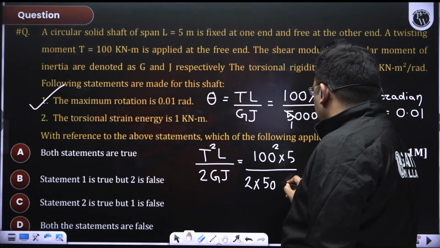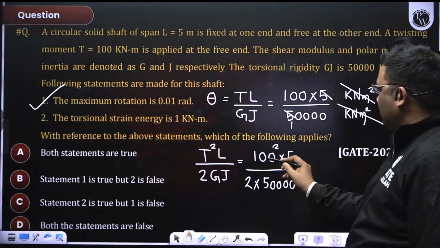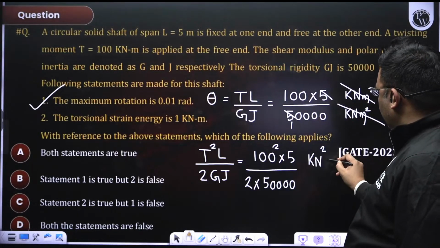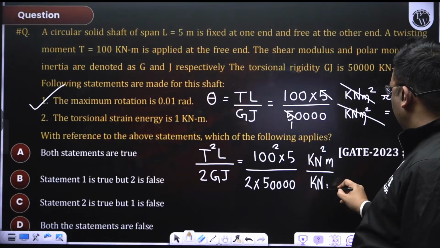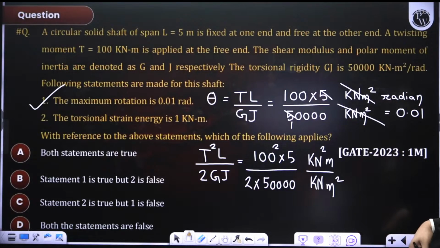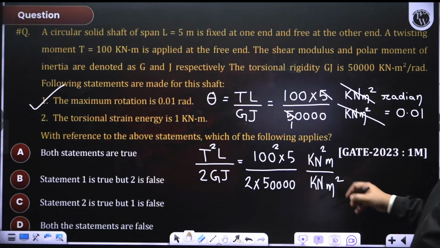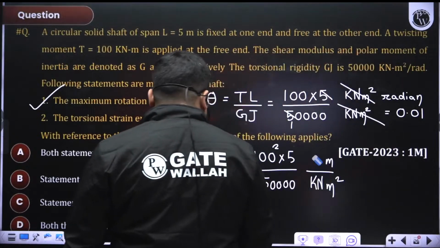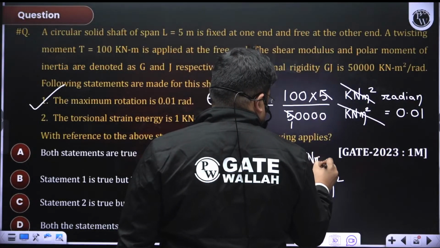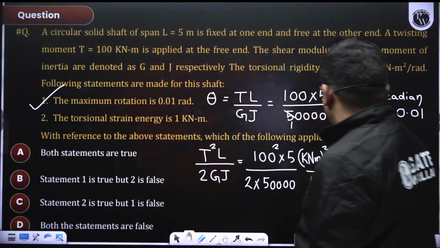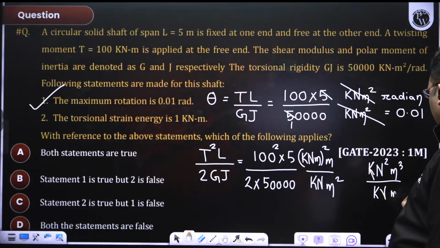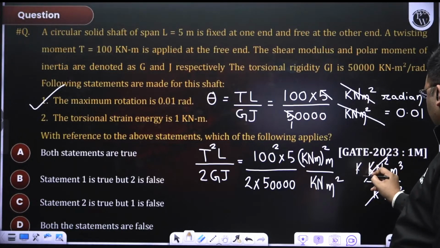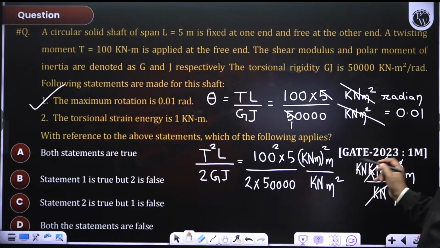GJ is 50,000. Now see, this is kilonewton square meter, and this is kilonewton meter square, right? This is kilonewton meter square. Sorry, this is kilonewton meter then square, and this is kilonewton meter square. So this comes kilonewton square then meter cube, and this is kilonewton meter square. So kilonewton cancel, remaining is kilonewton, and this kilonewton meter. So the answer will be kilonewton meter.